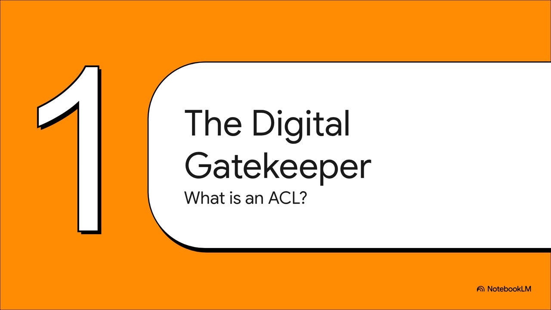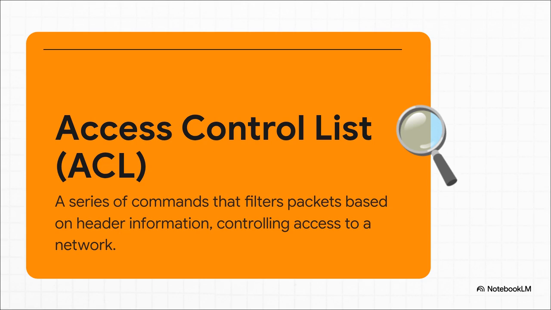And that is exactly the problem ACLs are built to solve. Okay, so let's get right to it. What exactly is an access control list? At its very core, an ACL is just a list of permit or deny rules that a router reads from the top down, one by one. For every single packet of data that tries to pass through, the router looks at this list and acts like a super strict gatekeeper. It's your first, and honestly, your most fundamental line of defense in controlling traffic.